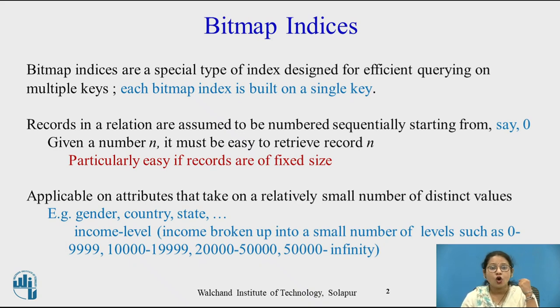It is applicable on attributes that take on a relatively small number of distinct values. For example, consider gender, either male or female, country, state. You can also use bitmap indexing on income level, with income broken up into a small number of levels such as 0 to 9,999, 10,000 to 19,999, etc. We can apply bitmap indexing when we can break income into a smaller number of levels.